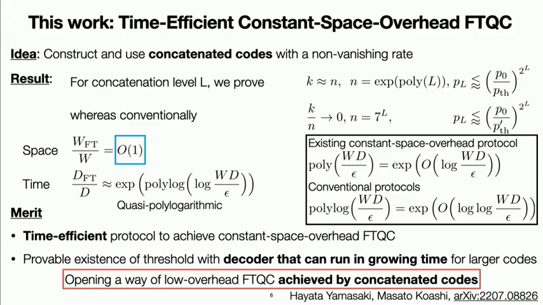Compared to the existing constant space overhead protocol based on LDPC code, the merit of our protocol is to achieve time efficiency while achieving constant space overhead FTQC. Another merit is that our protocol has a provable existence of the threshold, even with a decoder that can run in a growing time on larger codes. Remarkably, we achieve this by using concatenated code rather than quantum LDPC code.